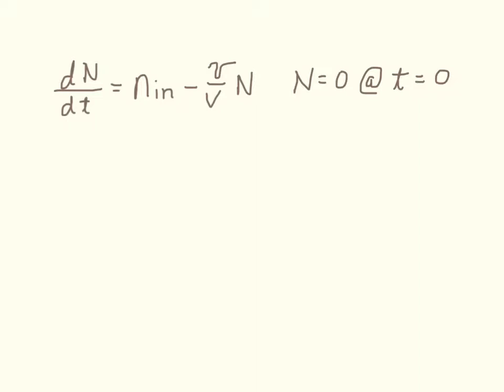So here's our equation again. The change in number of moles with time is equal to the number of moles coming in per time minus the number of moles leaving due to that ventilation of the room. And every differential equation has to have an initial or boundary condition. In this case, it's an initial condition. That n is equal to 0. We assume that at time equals 0.